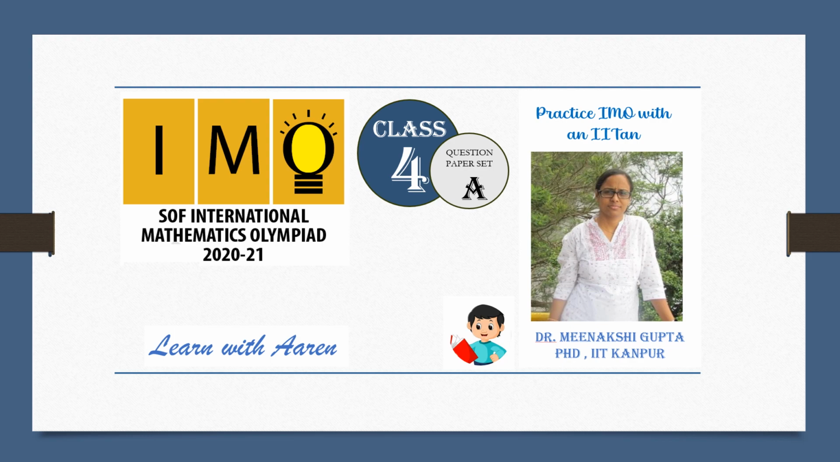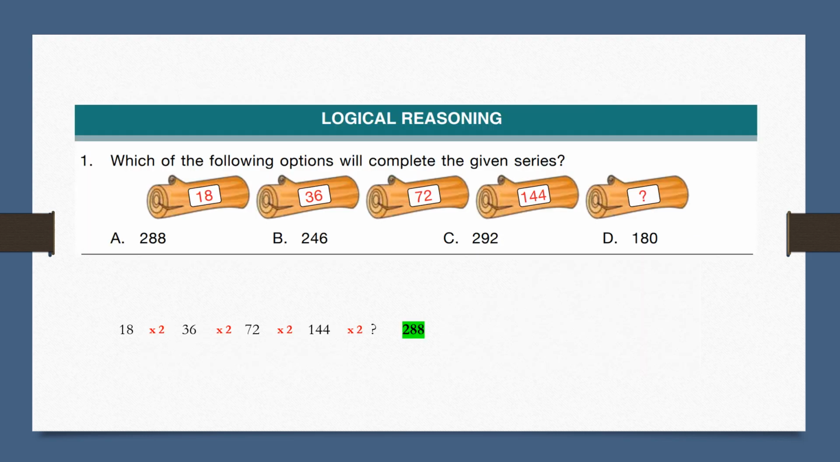Today we will solve IMO 2020-21 question paper set A for class 4. The first section is logical reasoning. Question number 1. Which of the following options will complete the given series? 18, 36, 72, 144 and missing number.